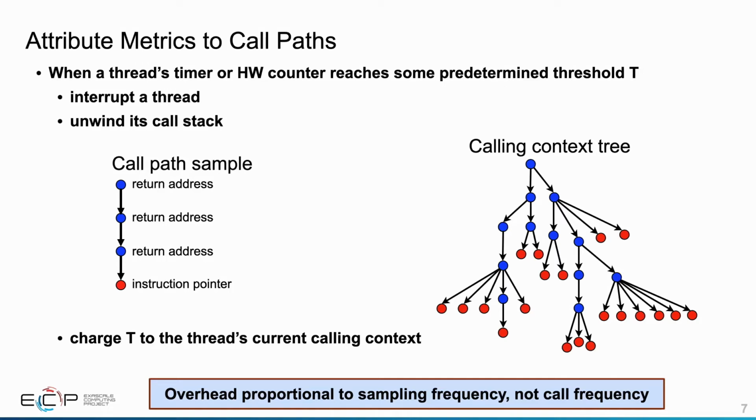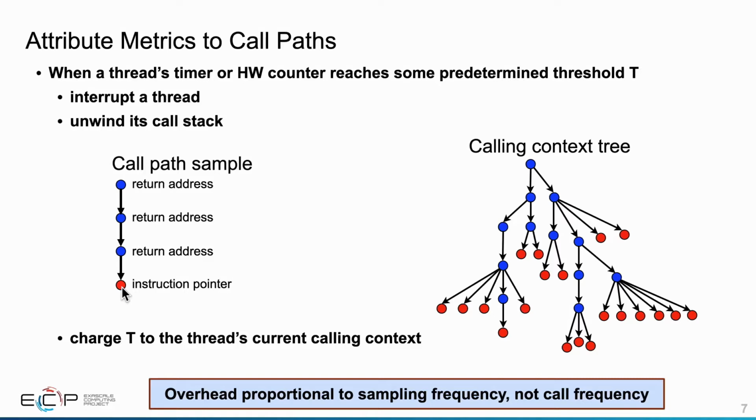HPCToolkit uses sampling to attribute metrics to call paths. When a thread's timer or hardware counter reaches some predetermined threshold T, we interrupt the thread and we unwind its call stack. We take the interrupt at some instruction, and then we might be inside some routine C when called from B, when called from A, when called from main. And so this represents a calling context. This is called a call path sample, and we'll attribute whatever the threshold T is to this path. So we'll charge T to the thread's current calling context.